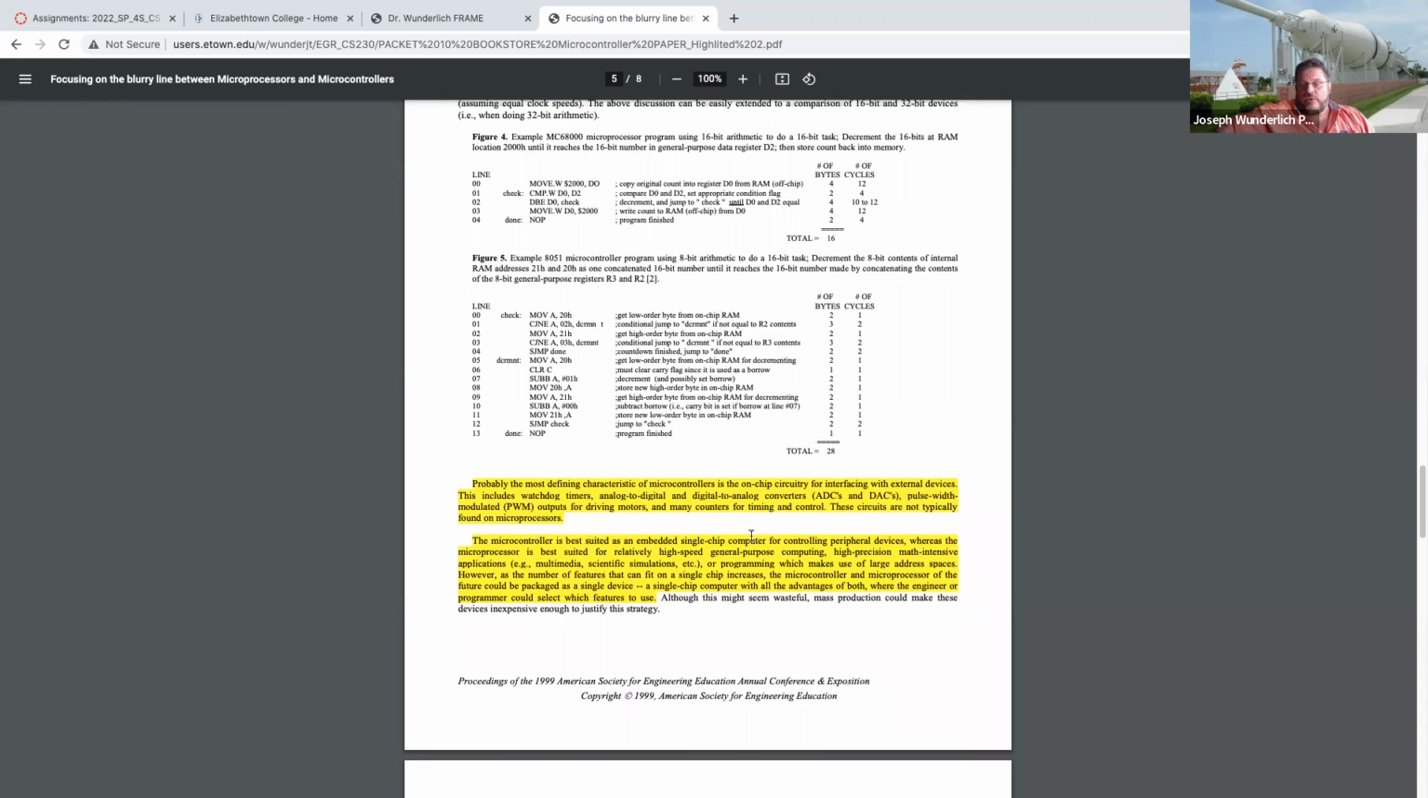The microcontroller is best suited as an embedded single chip computer for controlling peripheral devices. Microprocessor is best for high-speed general purpose, high precision, math-intensive stuff, multimedia, everything else, or programming, which makes use of large address spaces, right? However, as the number of features that can fit on a single chip increases, the microcontroller starts to look like a microprocessor, but it's still a ways off, and it defeats the whole purpose if you start doing everything in one package.